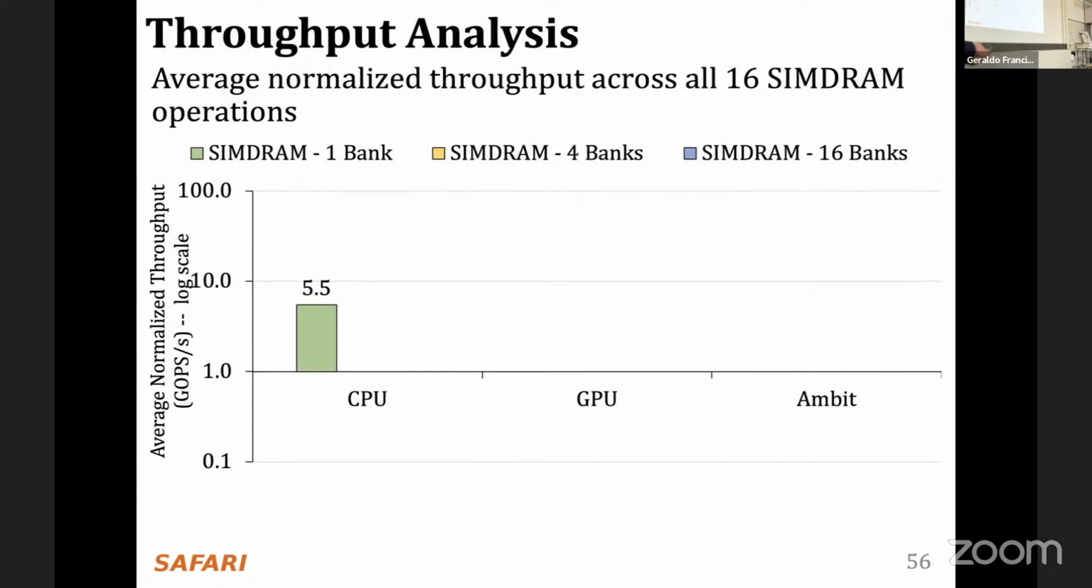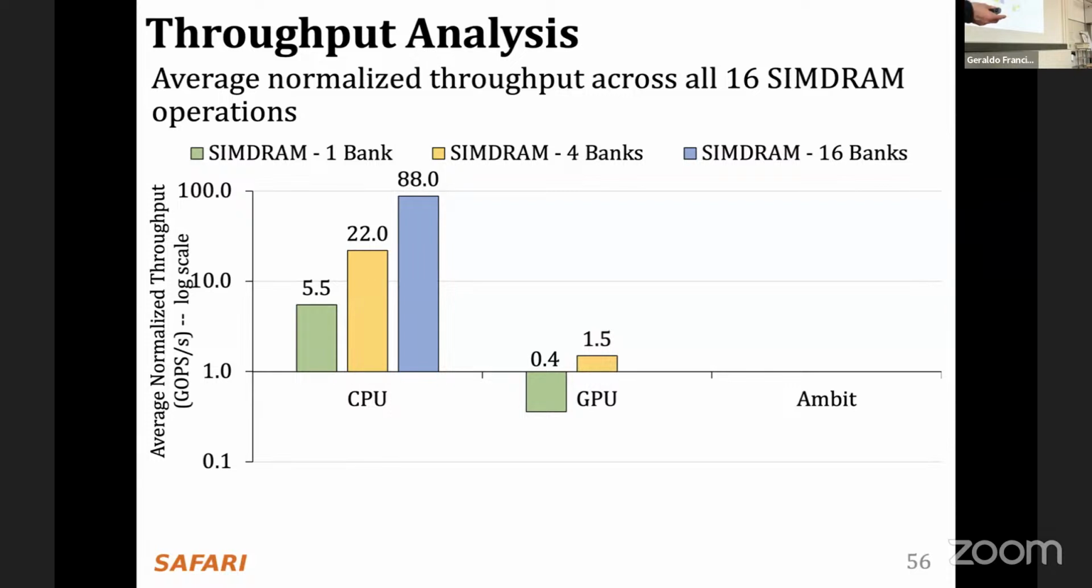Compared to the CPU, SimDRAM with 1, 4, and 16 banks provides 5.5, 22, and 88 times the throughput of the CPU. It does not provide much throughput compared to the GPU for 1 bank, but with 4 banks we already provide 1.5 times the throughput of the GPU, and with 16 banks we can provide 5.8 times the throughput of the GPU.